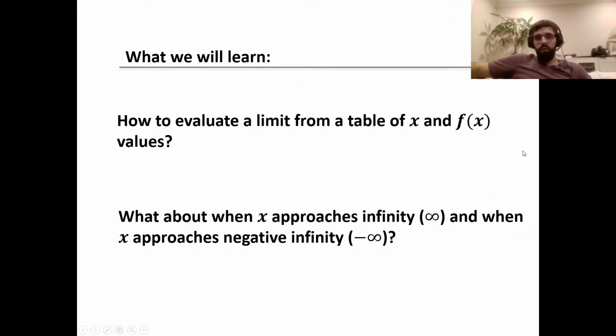In this lesson, we're going to learn how to evaluate a limit from a table of x and f of x values. And we're going to learn about when x approaches infinity and negative infinity and what that looks like in a table and how to evaluate that.